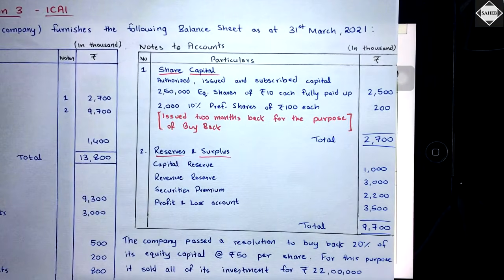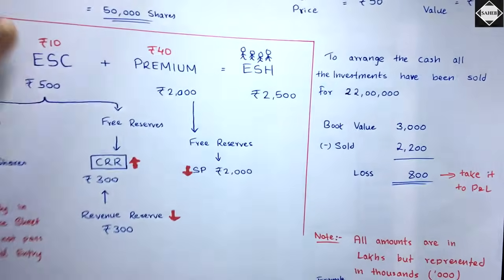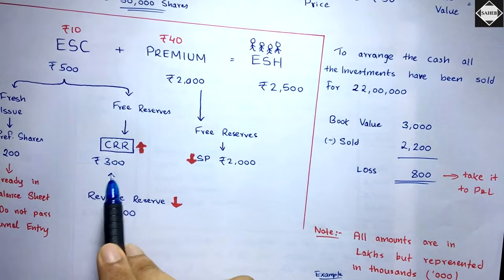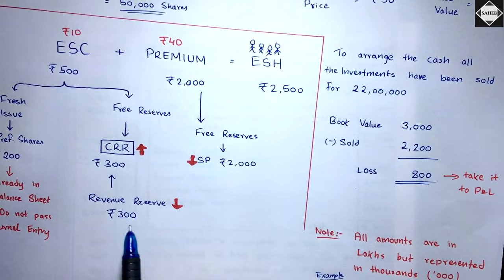Yeah, because there was not a free reserve. We haven't touched capital reserve. And then revenue reserve, we have decreased that. Let's just see that calculation. We have created a new reserve called capital redemption reserve, CRR, of 3 lakh by decreasing revenue reserve of 3 lakh. So you have to take this into consideration.